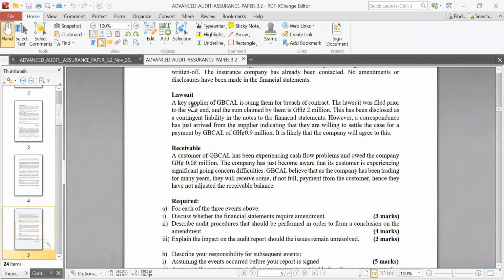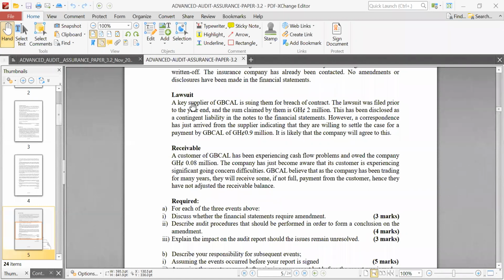Lawsuit. A key supplier of GBCAL is suing them for breach of contract. The lawsuit was filed prior to the year end, and the sum claimed by them is 2 million Ghana cedis. This has been disclosed as a contingent liability in the notes of the financial statement. However, a correspondence has just arrived from the supplier indicating that they are willing to settle the case for a payment by GBCAL of 0.9 million Ghana cedis. It is likely that the company will agree to this.